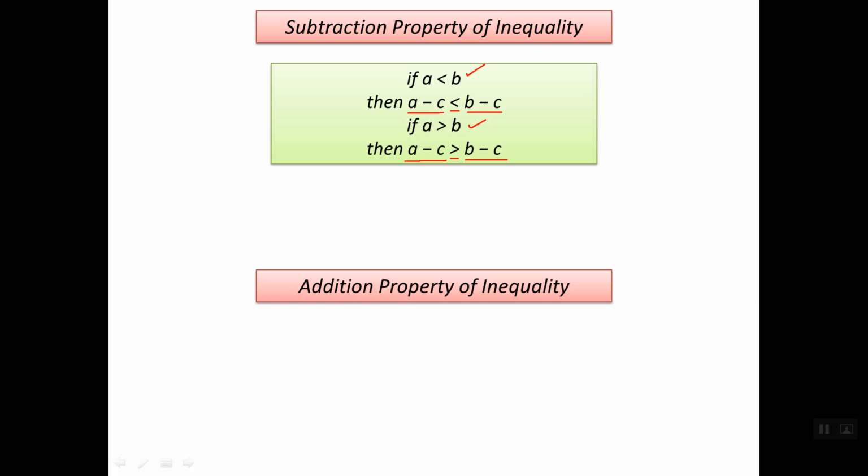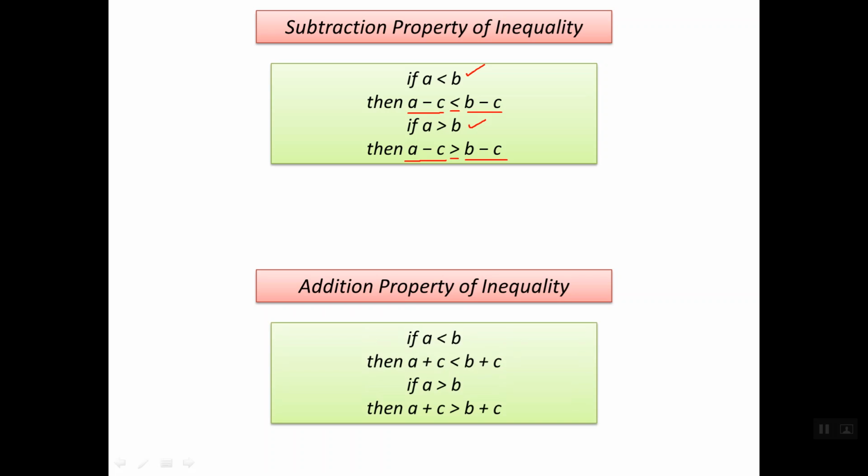Let's talk about the addition property of inequality. If we have an inequality which is a less than b, and we add c to the left side of the inequality, we should add the same value to the right side of the inequality, and the inequality sign stays the same. The same as if a is greater than b, then a plus c is greater than b plus c.